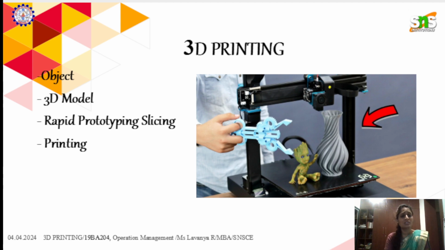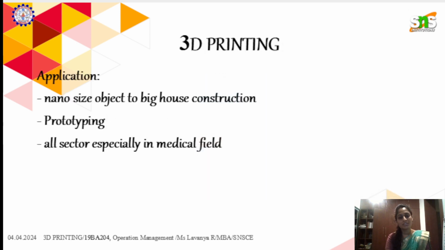What kind of technology will be used for this printing is decided based on the object, the 3D model, and the rapid prototyping slicing. Be it slicing or sequential layering, the printing process, the end point, will be finalized using the modeling or the object that we are building using this 3D printing methodology. And apart from this, let us see what else in the further slides.